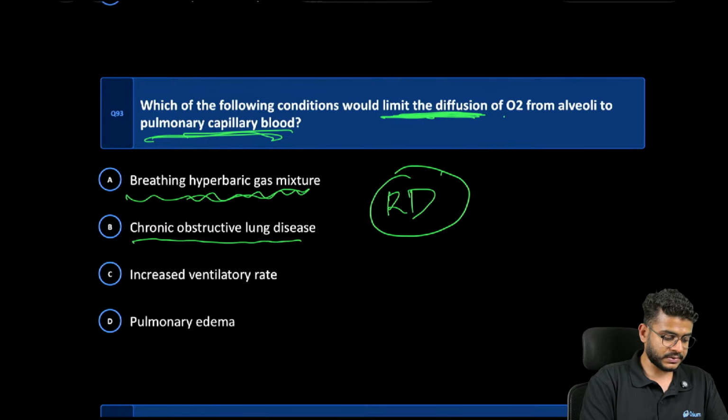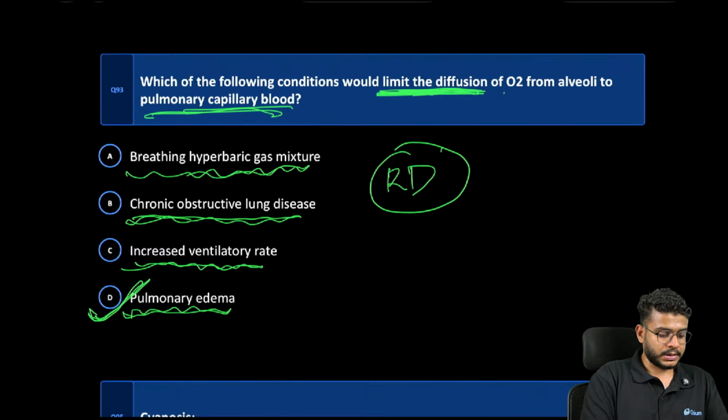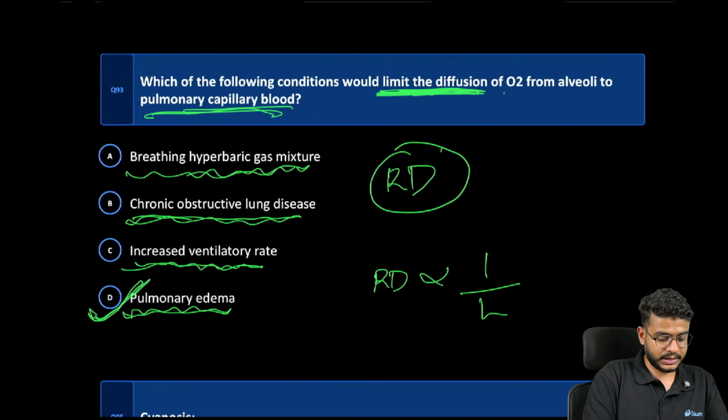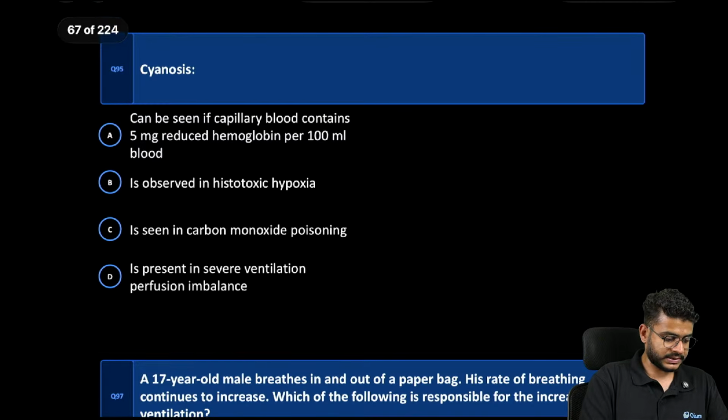Chronic obstructive lung disease, increased ventilatory rate, and pulmonary edema. Which should limit the diffusion? Of course, pulmonary edema, because the thickness is increased. So rate of diffusion is inversely proportional to the thickness. If the thickness is increased, rate of diffusion is limited or reduced. Okay. Next question.